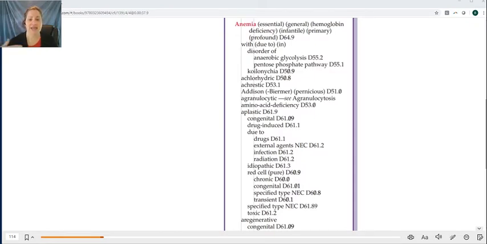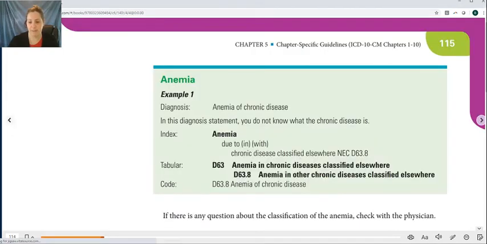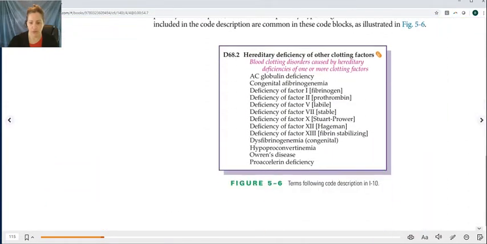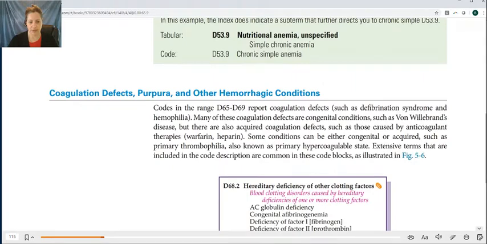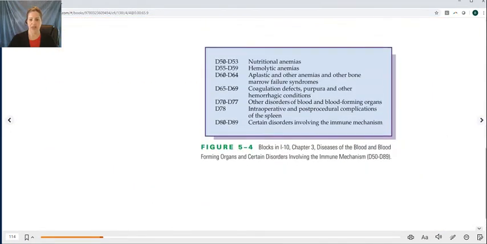Some of them are genetic, some of them are dietary, some of them are radiation induced, like from radiation exposure, like your cancer patients, things like that. So if you look up anemia in your alphabetical index, you have quite a long section. Okay, so we have all of these anemias here, which are these first three sections of codes in this area. Then we have coagulation defects, which is blood clotting problems, and then other diseases.